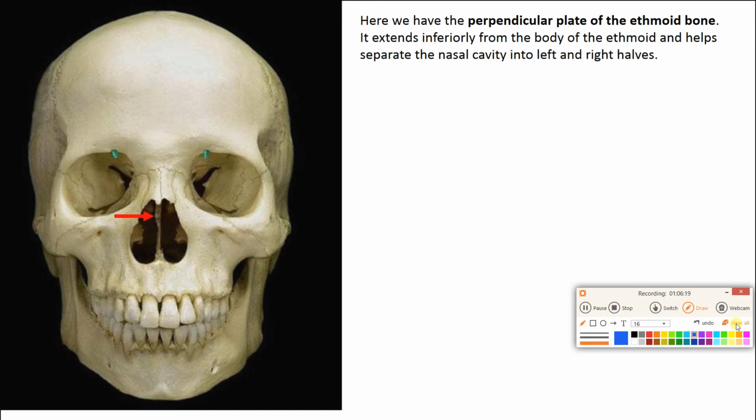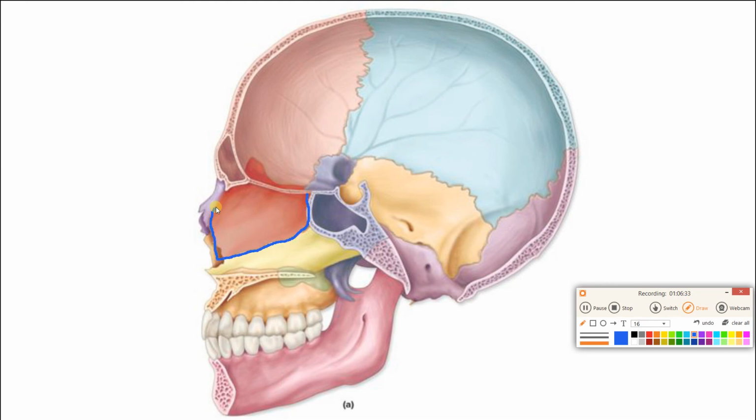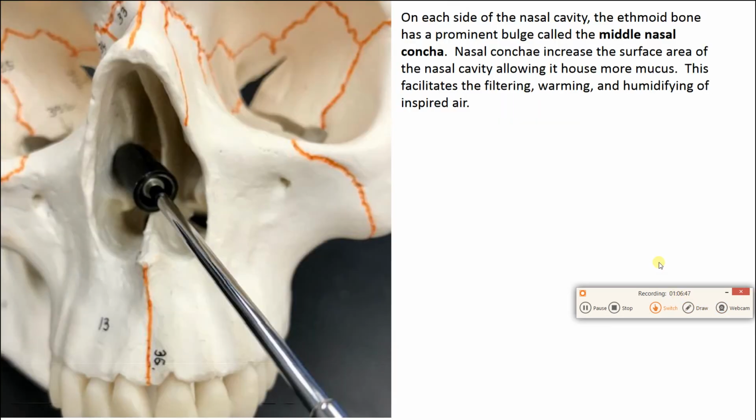If I slice this skull sagittally, I can really see the perpendicular plate in all its beautiful glory. This whole thing here is the perpendicular plate. That whole thing is the perpendicular plate of the ethmoid bone. All right. Fantastic. Let's take a look at my skull model again.